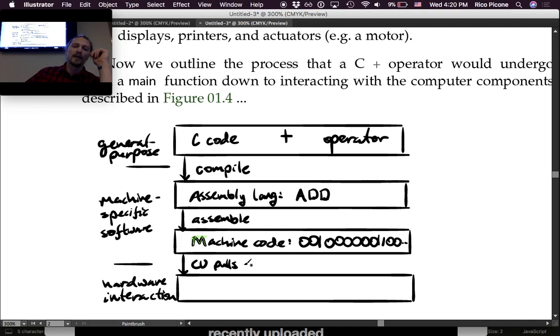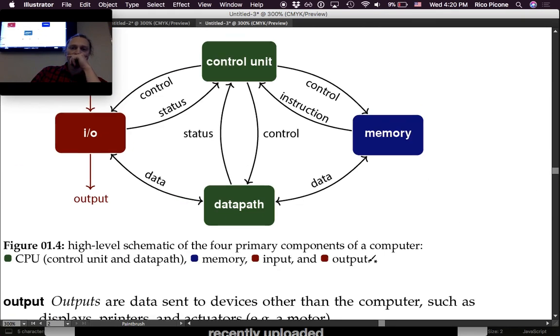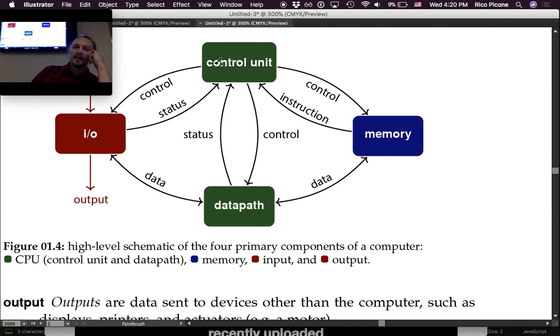Pulls from memory an instruction, and then it's going to send out, according to that instruction, it has certain rules that it's going to follow based on what the instruction says.